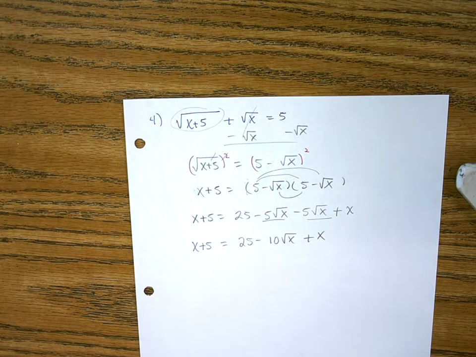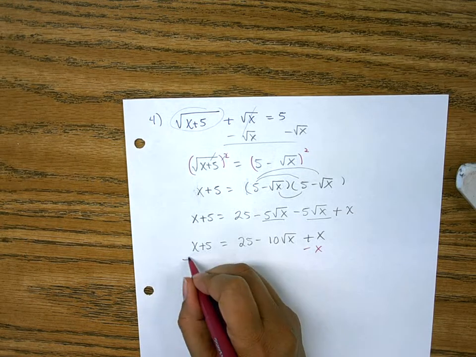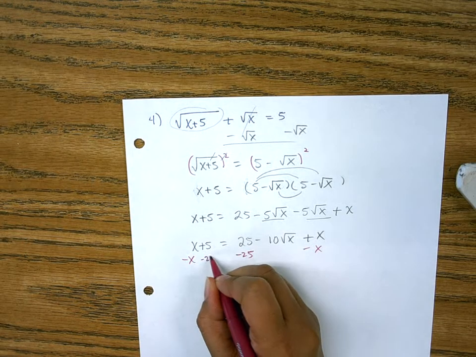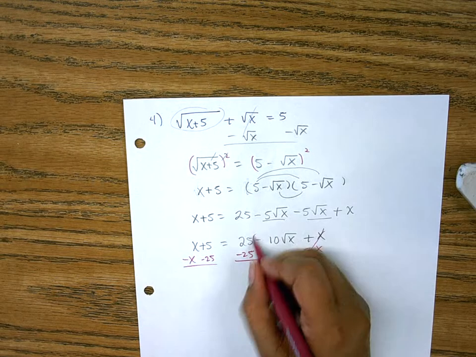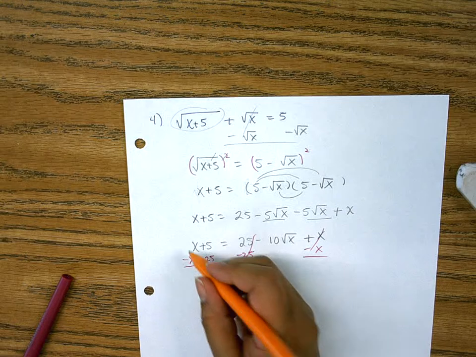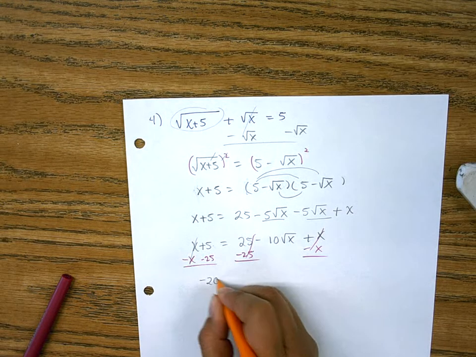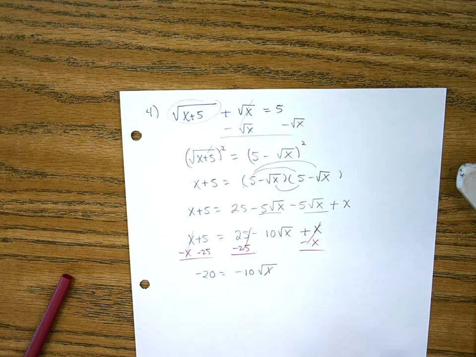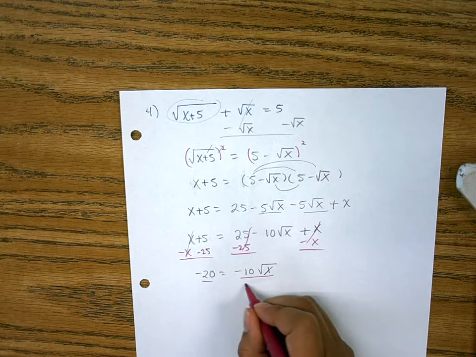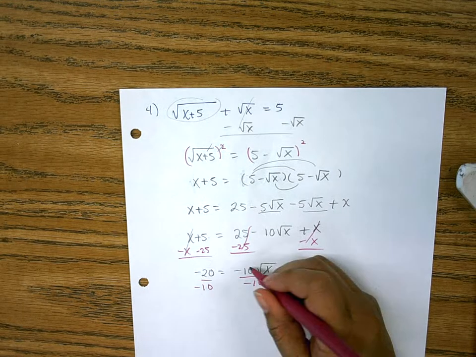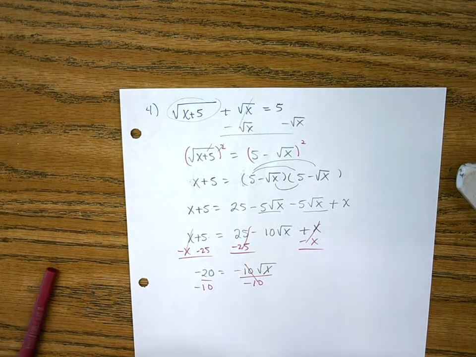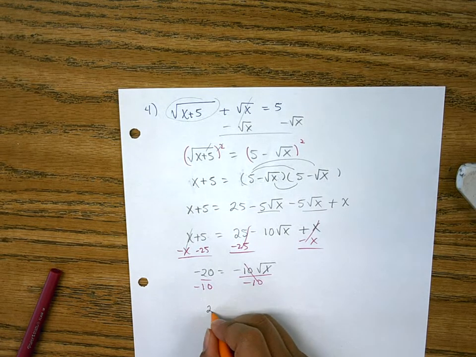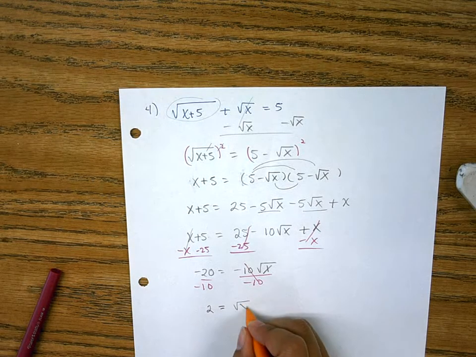So I'm going to subtract the x, subtract the 25, gone and gone. X minus x is gone. 5 minus 25 is negative 20, equals negative 10 root x. I'm still on step 1 where I'm trying to isolate. So I do divide both sides by negative 10. Negative 10 reduces, and that gives me positive 2 equals the square root of x.